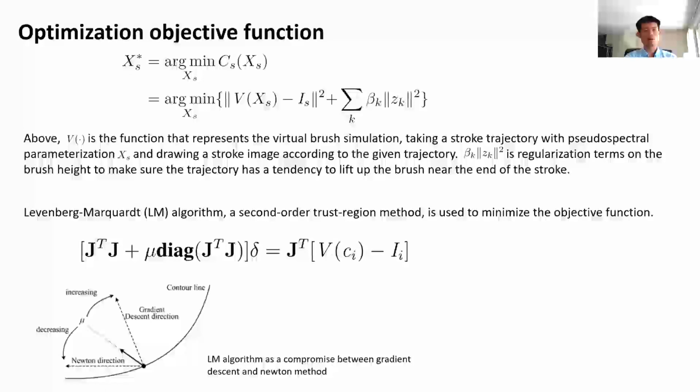Here is our optimization objective function. Basically, we want to find a set of stroke parameters which could minimize the picture difference between the reference picture and the simulation picture. Obviously, the simulation picture is generated by the virtual brush model we just mentioned. We also introduced a recognition term to the objective function to help the optimization process. This whole nonlinear optimization problem can be easily solved via the Levenberg-Marquardt algorithm.